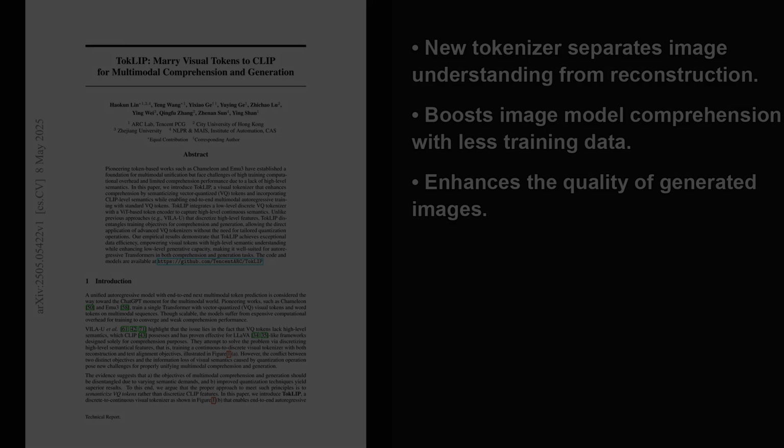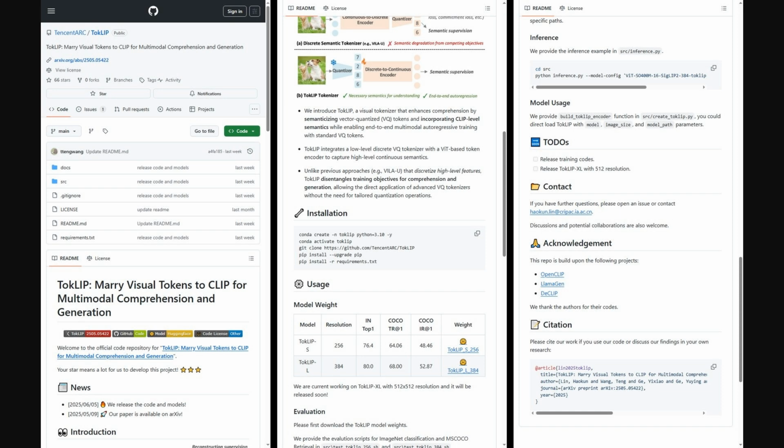generation. And for those of you who want to dive deeper, the authors have released the official code for this work. In their repository, you can find the pre-trained model weights, evaluation scripts for benchmarks like ImageNet and MS Coco, and even an inference example, so you can really get hands-on with their new approach.